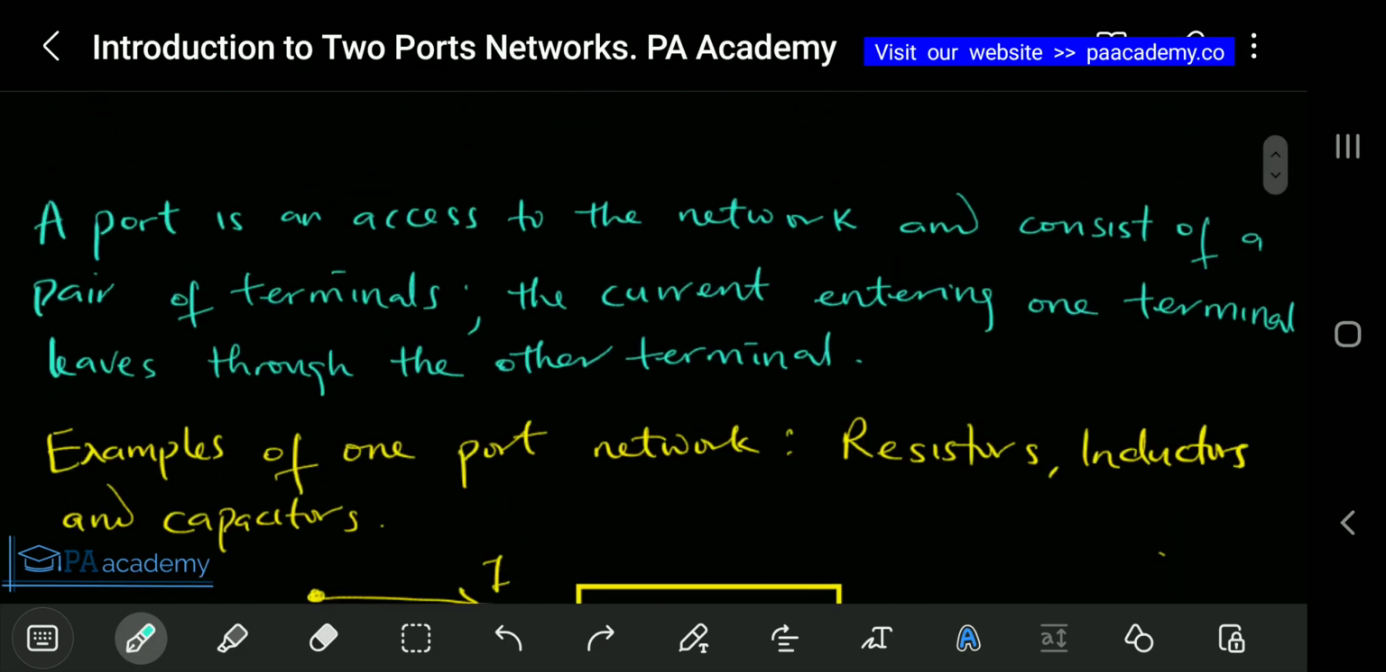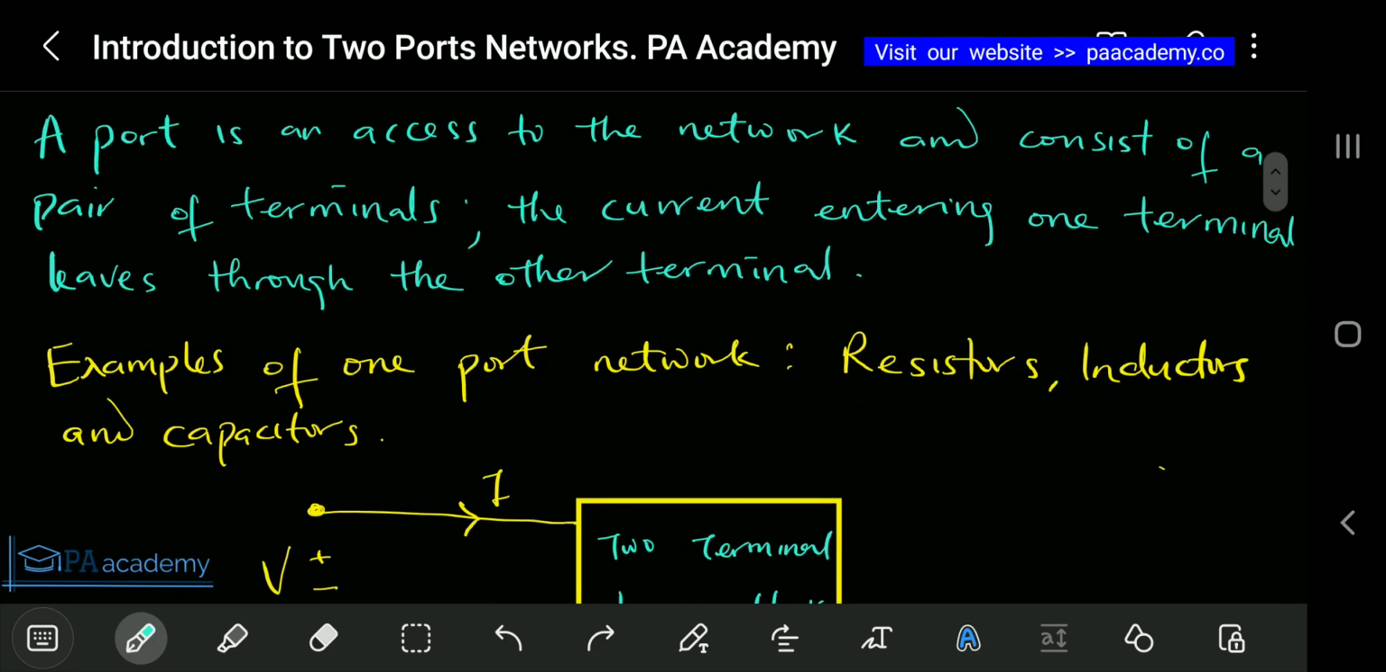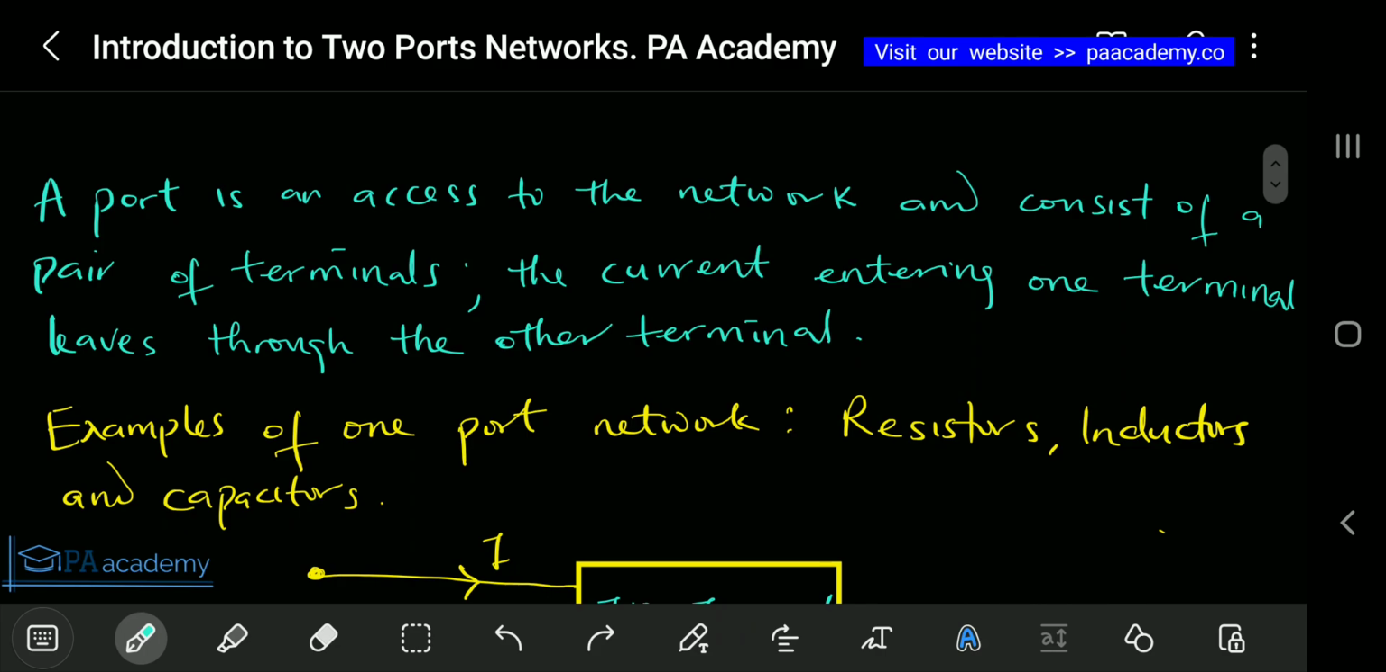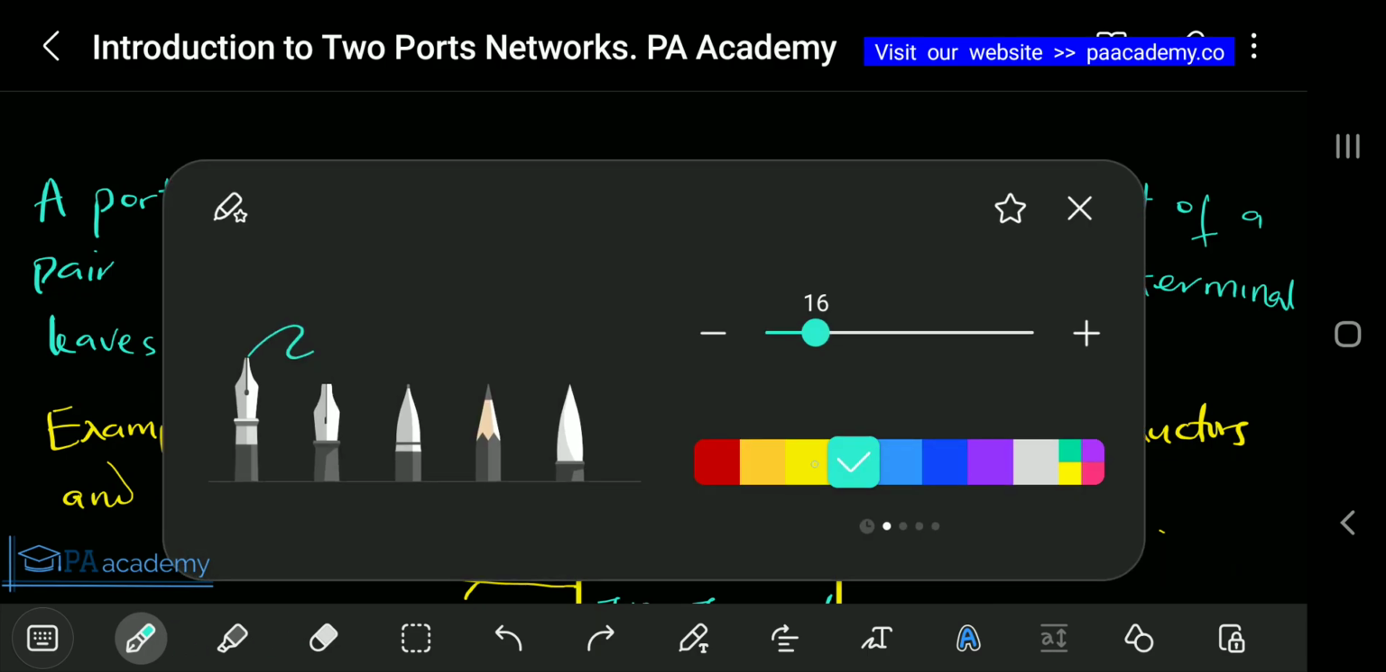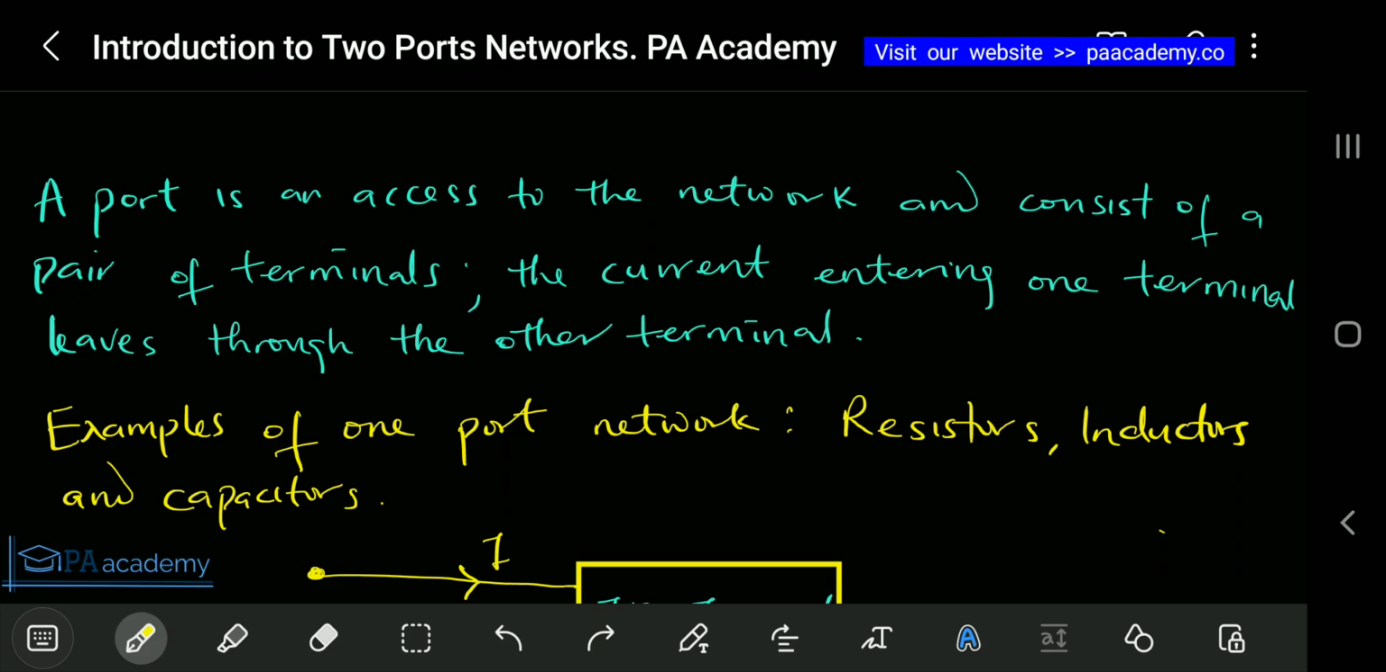Now we can go ahead and start to look at the topic two-port network. To start with, let's look at what a port actually means. On the screen we have a definition: a port is an access to the network and consists of a pair of terminals. When we are dealing with two-port network, the one thing you need to pay attention to is the word terminals. A port is an access to a network that consists of a pair of terminals. The current entering one terminal leaves through the other terminal. That's exactly what a port is.